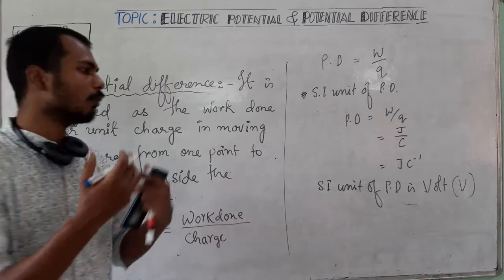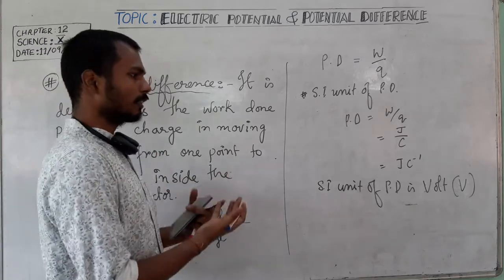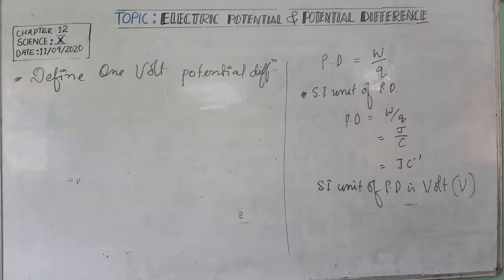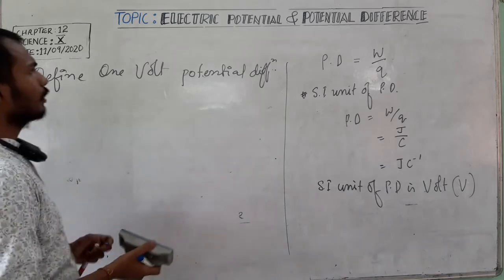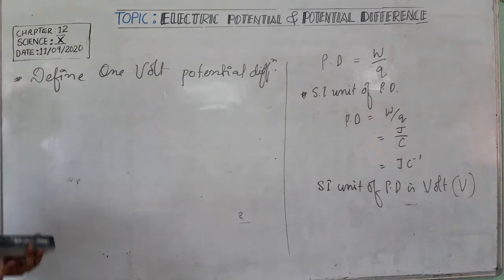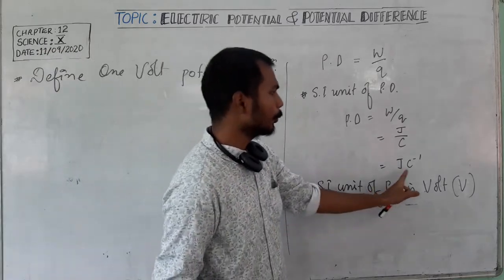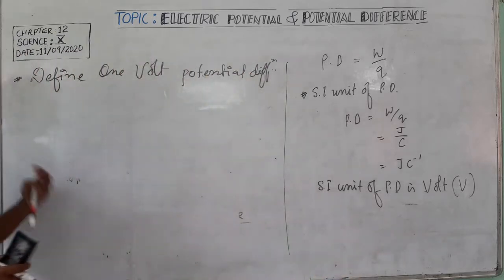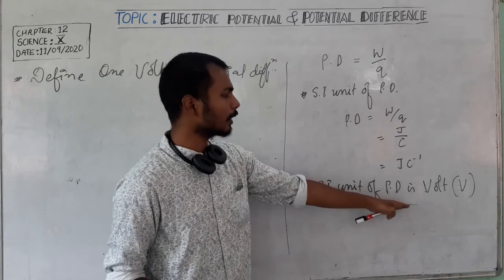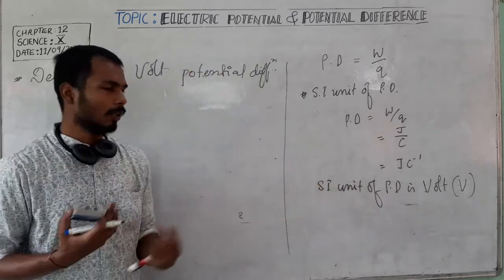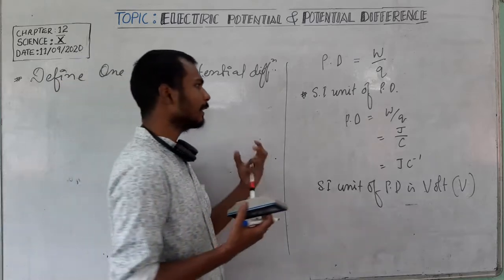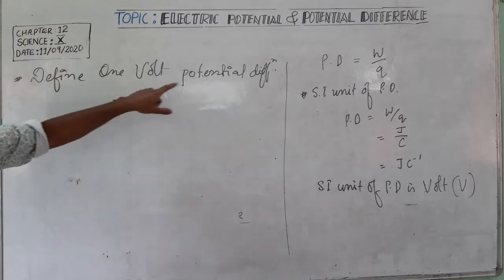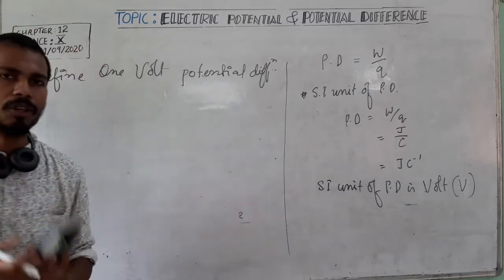Now the question is to define 1 volt potential difference. We have learned the SI unit of potential difference is joule per coulomb, that is volt. The unit of potential difference is named after Alexander Volta, an Italian scientist, or we can say physicist. So next, define 1 volt potential. How will you define 1 volt? What is the meaning of 1 volt potential?